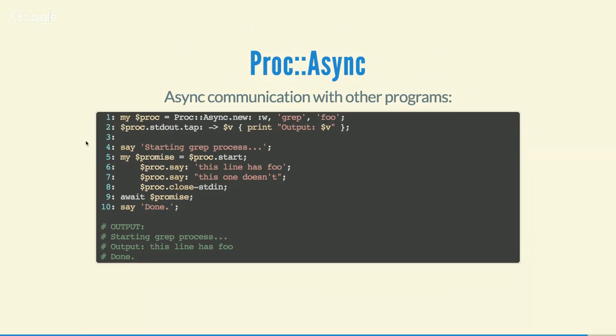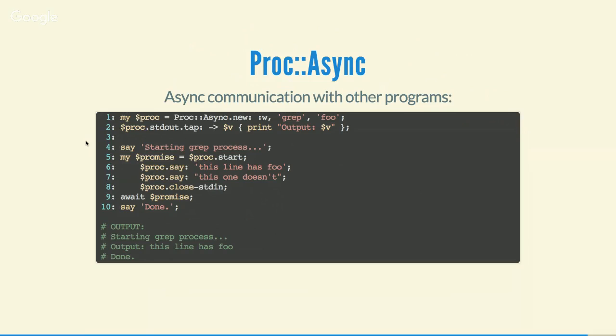That's a type that lets you start some kind of outside program. In this example, I'm calling grep. The first argument I give it is foo. It will look for that pattern. On line number 2, you see the method tap. That's a supply. We saw that from supplies. And in this case, I'm watching standard output, and I'm just printing out what it gives me.